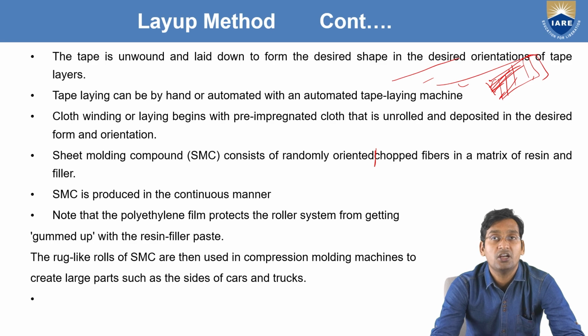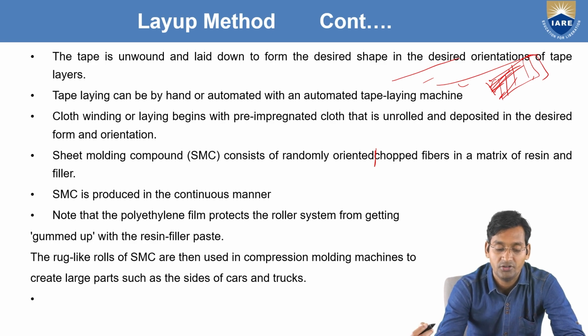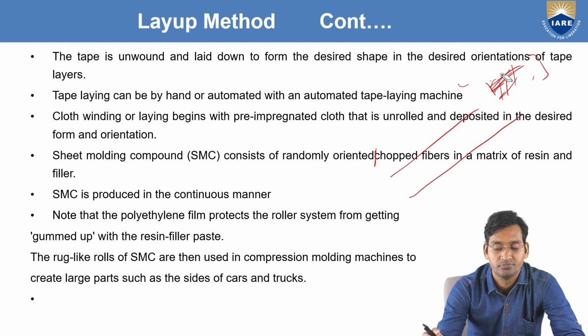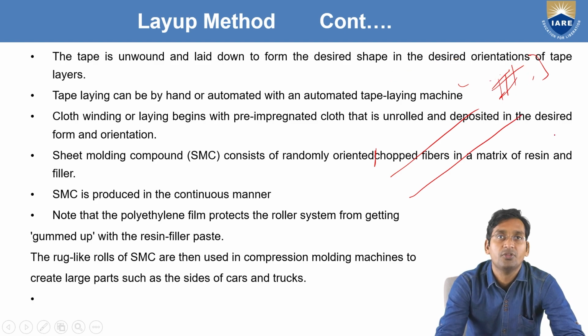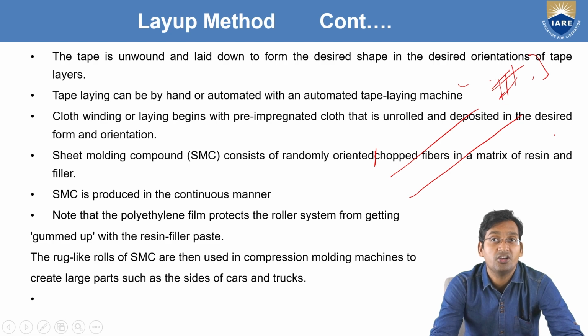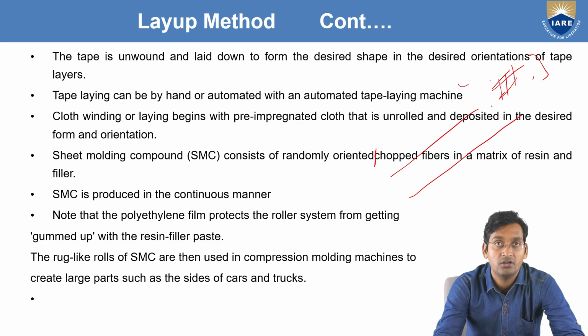SMC is produced in a continuous manner. So that SMC, sheet molding compound, can be formed continuously, not in a small size. Note that the polyethylene film protects the roller system from getting gummed up with the resin filler paste. So the paste is already there, so what is preventing it from sticking? That is the polyethylene film. Just add that polyethylene film in between, and they won't stick to the resin filler paste.